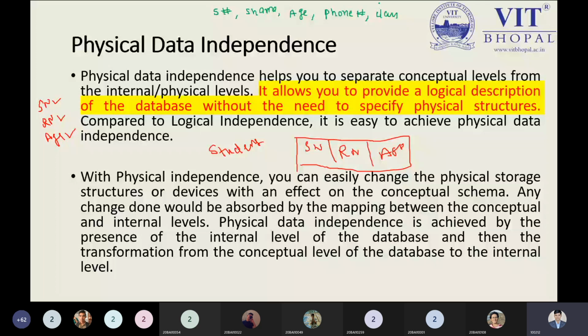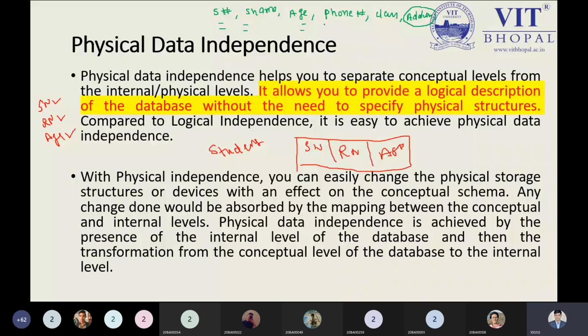So all the logical description of the database, whatever I have, will not be changed. It allows you to provide the logical description of the database without the need to specify the physical structure. If I try to add something into my table, or remove something from my table, the information held by the student number, name, age, phone number, and class will not be changed.